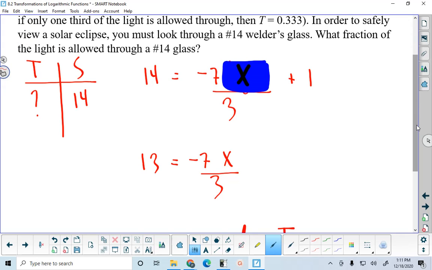Can you guys do that for me, please? Take 13 times 3 and divide by the -7. I think I said divide by 7. I meant divide by -7. By my count, you're going to get something like -4 point... I don't know. Is it -5.1428? Does anybody else agree with that?